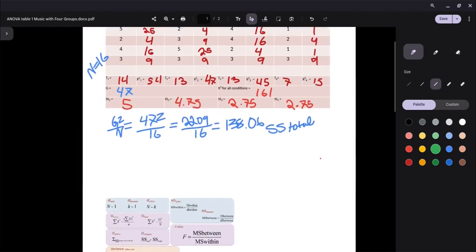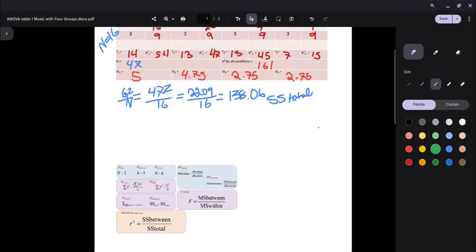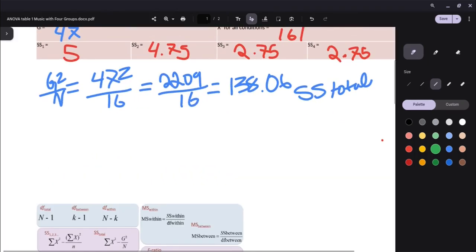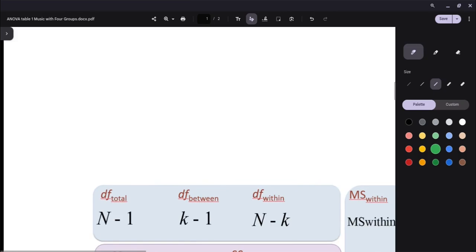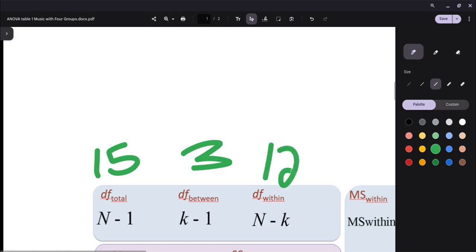Okay, now that we have our full graph filled out, we can actually get into finding our degrees of freedom, df between and df within. For our df total, it's going to be your n, which is 16, minus 1, which will be 15. Our degree of freedom between will be k, which is 4, because we're testing 4 variables, minus 1 being 3. And then our n of 16 minus 4 being 12. And that's our df within.